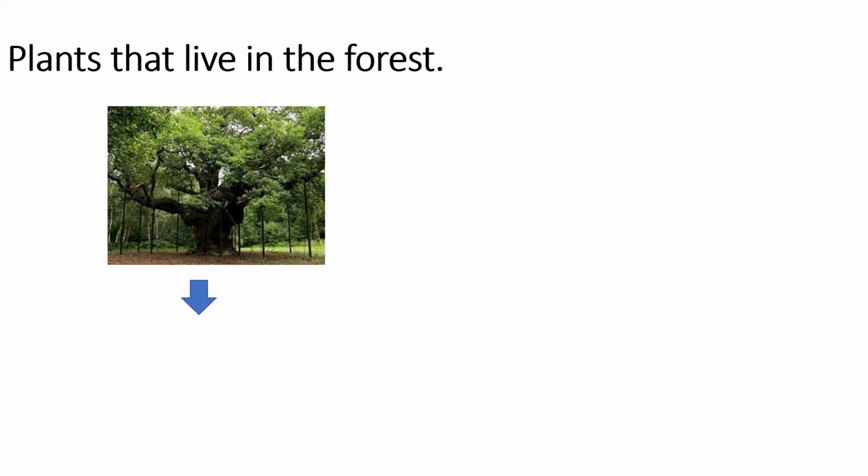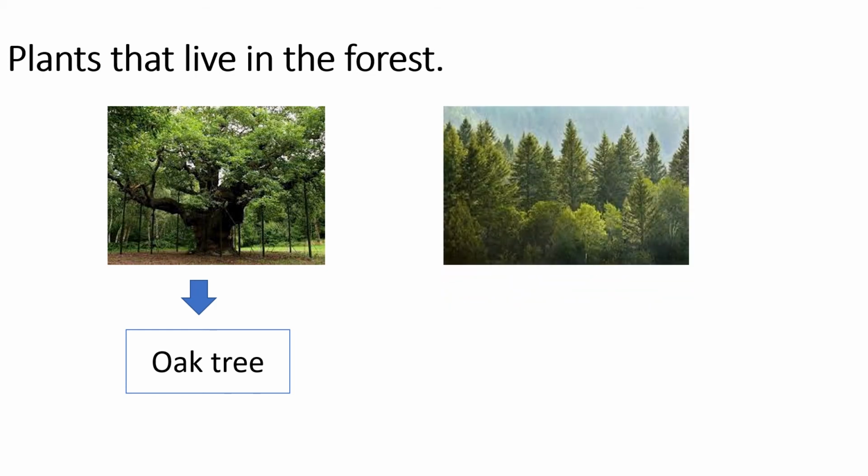Next is what are the plants that can grow or live in the forest? So mostly trees can live in the forest, mountain, and rainforest. So in here we have oak tree. So oak tree mostly lives in a forest, mountain, or rainforest. Pine trees, for example. So those are just examples of the plants that can grow in the forest. So those are the plants that live in those habitats.